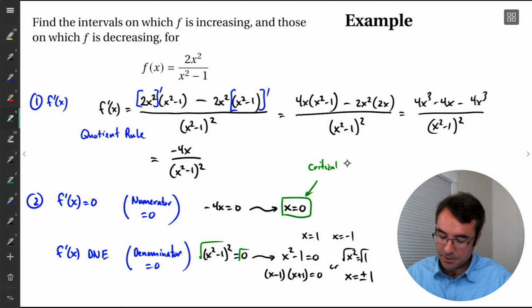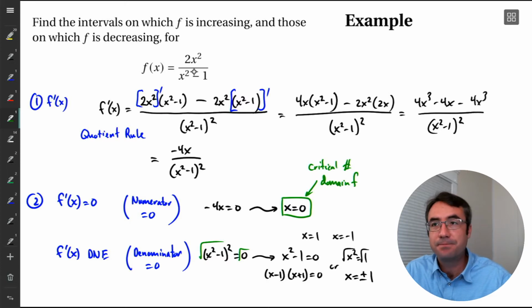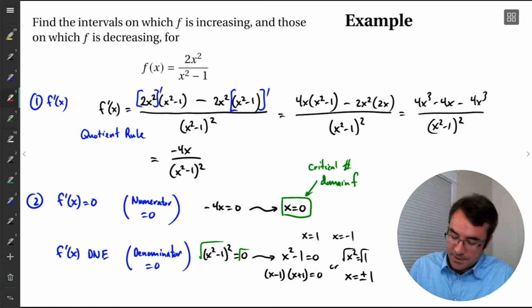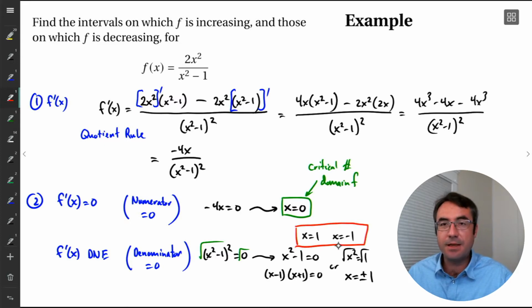So this is a critical number because it's in the domain of f. So you can plug 0 into our original function, and you get 0 divided by negative 1, perfectly good number. Now, these other ones, 1 and negative 1, they're still important for finding the intervals, but these are not technically critical numbers because when we plug 1 into this function, we get 2 divided by 0, undefined.